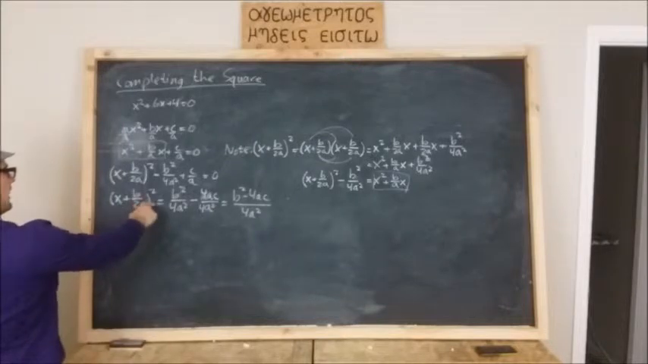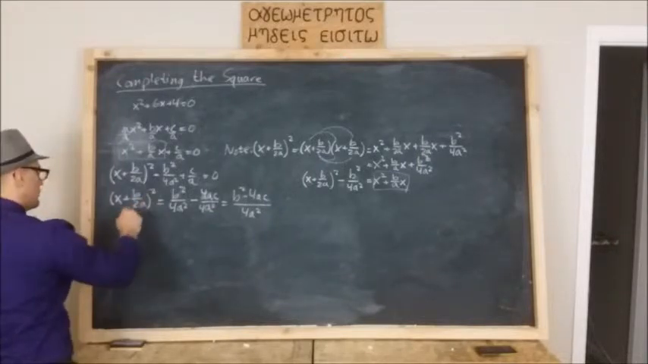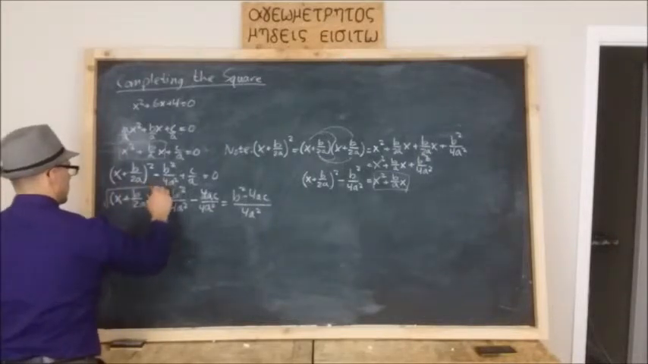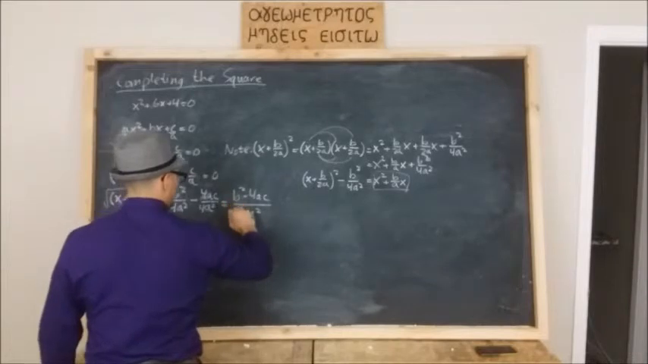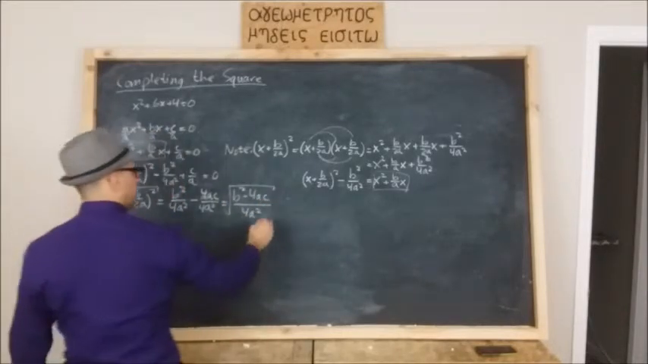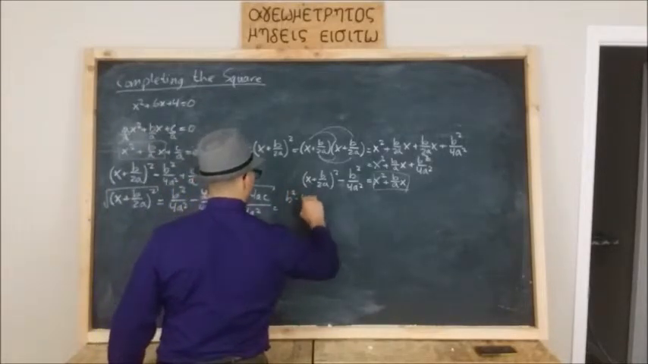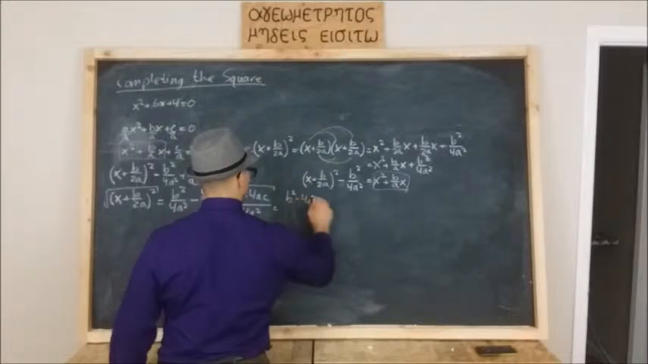Now to undo a square term, I take the square root of both sides. So that's going to cancel that. Now if I take the square root of this, that's the same thing as taking the square root of the top and bottom separately.